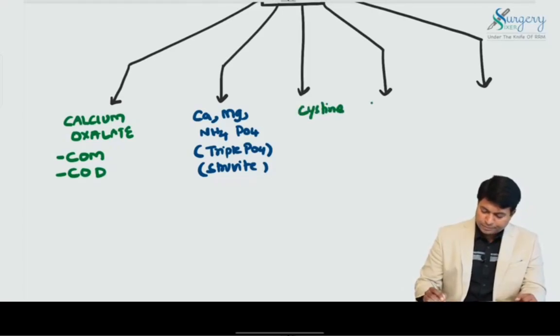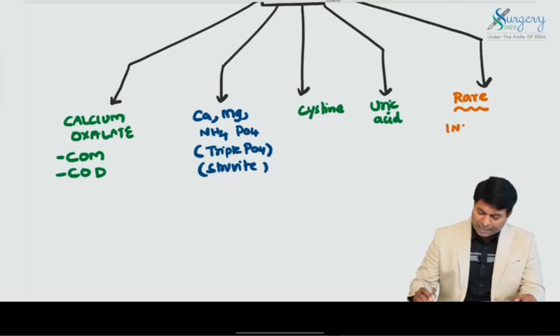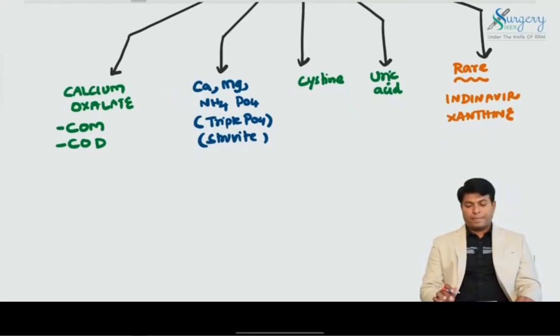Cysteine stone, uric acid stone, and other rare stones. Rare stones are indinavir stones, xanthine stones, and other rare stones seen. So now let us discuss one by one.